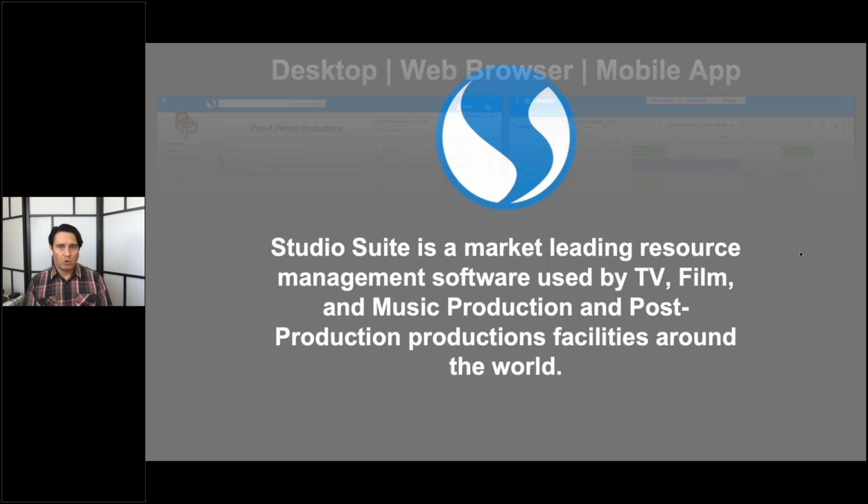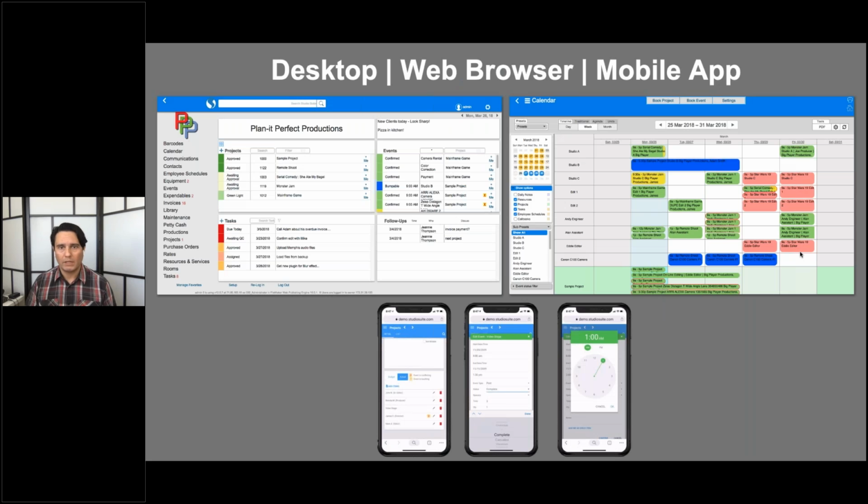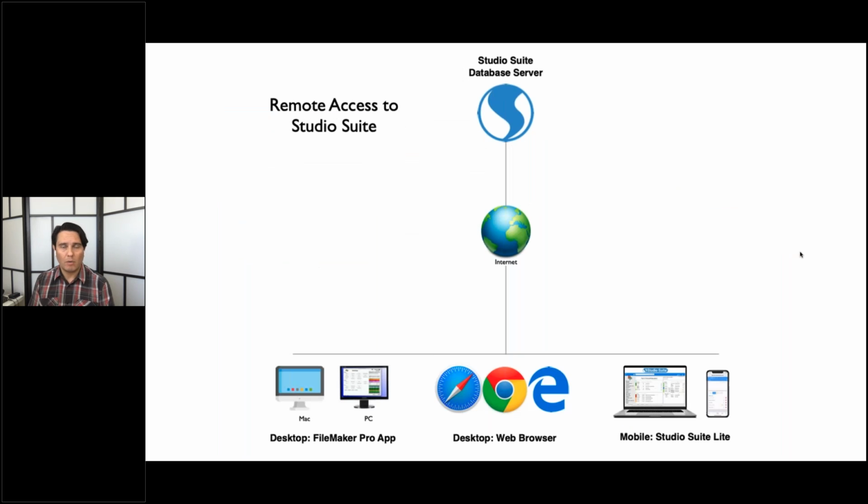So what a lot of people will do to access Studio Suite remotely from their homes, or if they want to log into their office computer, they'll log in through their VPN, or you can also have Studio Suite hosted on your AWS cloud, and you can access it from there. So there's a couple of different options for you. But let me go ahead and share my screen, and then I'll give you a quick tour of how Studio Suite looks on the web browser.